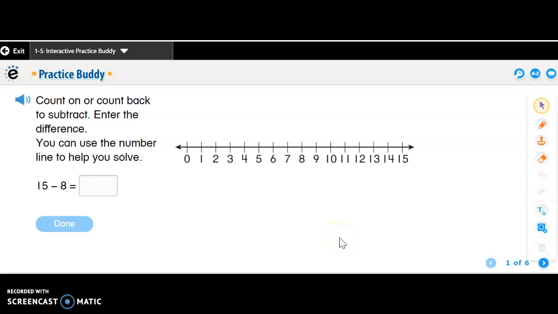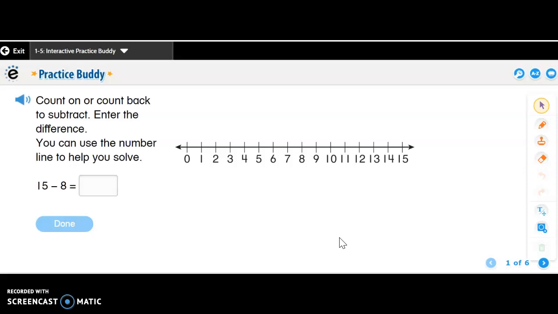Today we're going to be going through 1-5 together, and we're going to do the practice buddy, all 6 pages of it, and we are going to be practicing counting back to subtract or counting on. So whichever you feel most comfortable, we're going to practice both, counting back or counting on, and we find the difference. So when we find the difference, that means that we are subtracting.